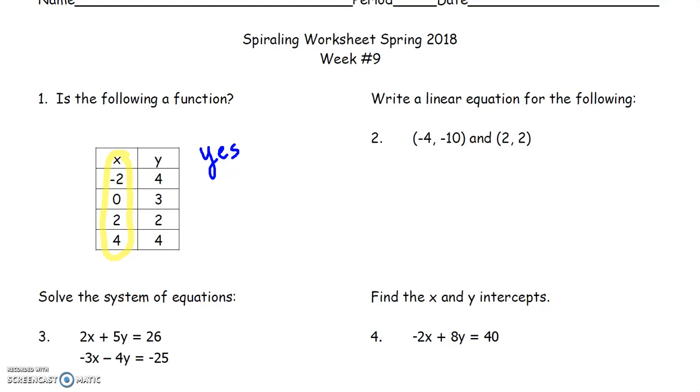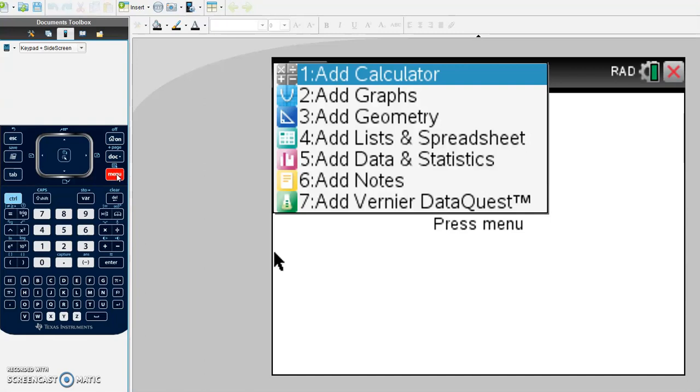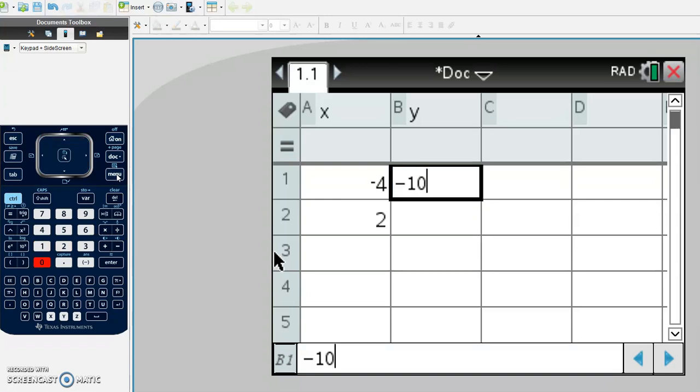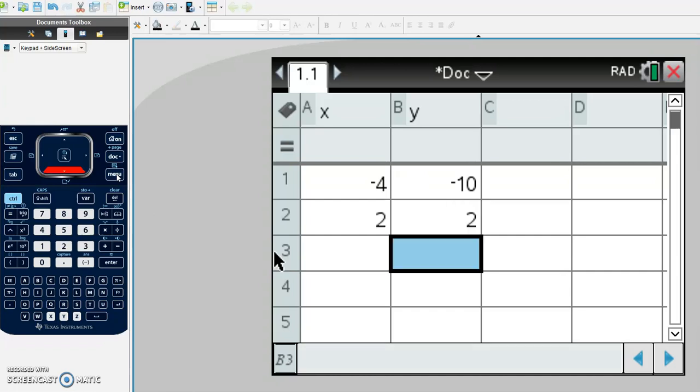The next one says, write a linear equation for the following. They've given us 2 sets of coordinates. So what I am going to do is go to the calculator and put that in a data table and let my calculator do the work for me, okay? All right, so we're going to go to menu, and I want to do a list or a spreadsheet, so that's number 4. And then in A, we'll put X, and in the B column, we'll put Y. And then under the X column, I'm going to put a -4 and a +2. And then under the Y column, I will put the -10 and another +2.